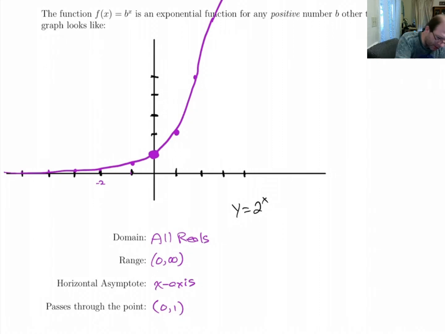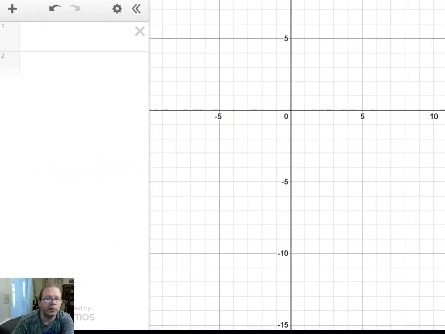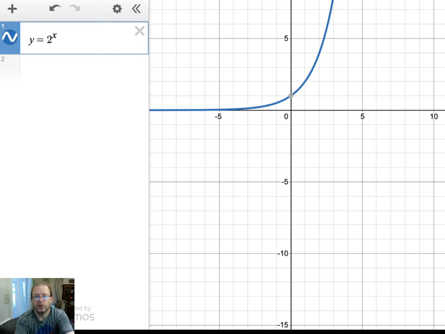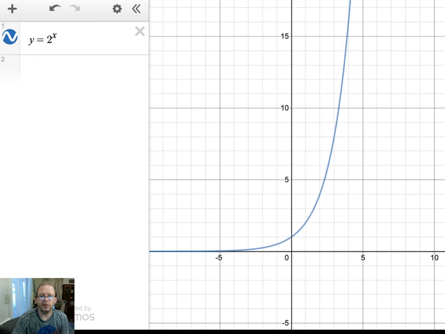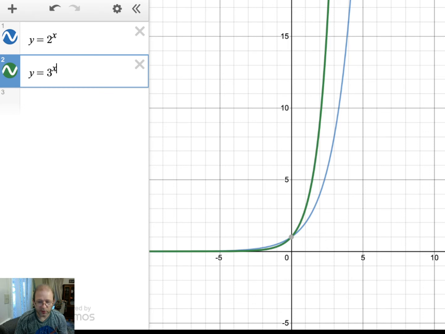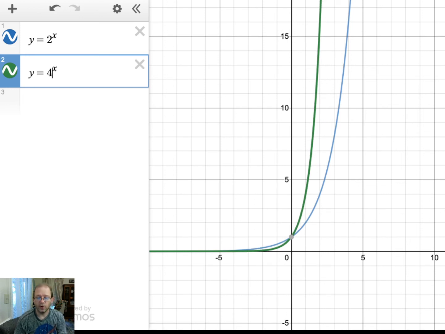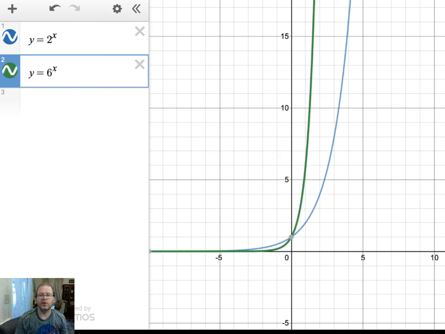Now, if I start varying this, let's use Desmos so that we can look at a nice drawing. If we say y equals 2 to the x, notice we get this graph. Let me move it down a little bit so we can see it a little better. So that's 2 to the x. If I put in y equals 3 to the x, notice it has the same general shape, but it grows faster. If I change this to 4 or 5 or whatever, the bigger the number, the faster it grows. But notice they all go through this point here, 0, 1.